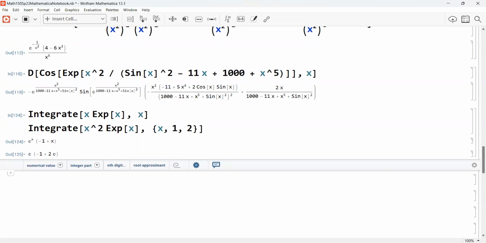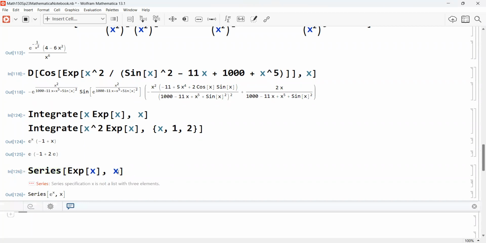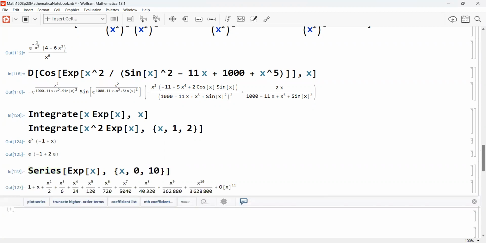All right. What did we spend an entire chapter studying? All right, wait. Let me do one more thing here. We did Taylor series, right? So let's do the Taylor series of x. And it says it's not a list with 3 elements. So what I have to do is give it the variable, the starting point, and the number of terms I want. So I'm going to give the first 10 terms of the Taylor series of e to the x.